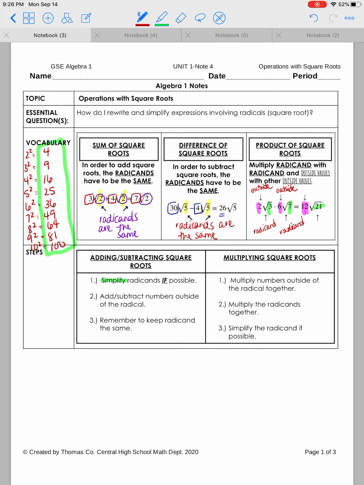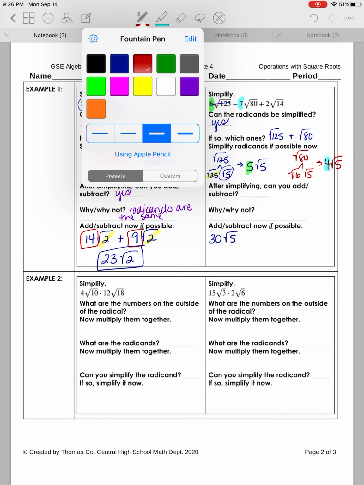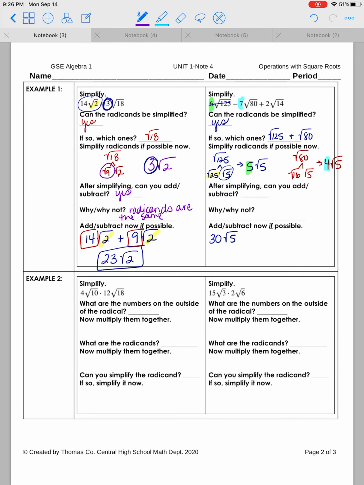So keep going through and find a bigger number that will divide into 80. I think 16 will. And if you need to take a calculator out, take it out. 16 times 5. So the square root of 16 is 4 square roots of 5. And I do have to be very careful here. There was a 7 on the outside. It needs to multiply by that 4. 7 times 4 gives me 28. So I'm going to do minus 28 square roots of 5. And finish my problem, plus 2 square roots of 14.